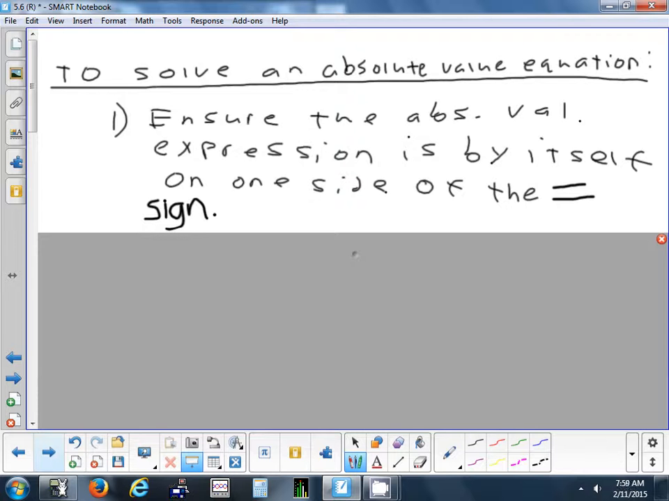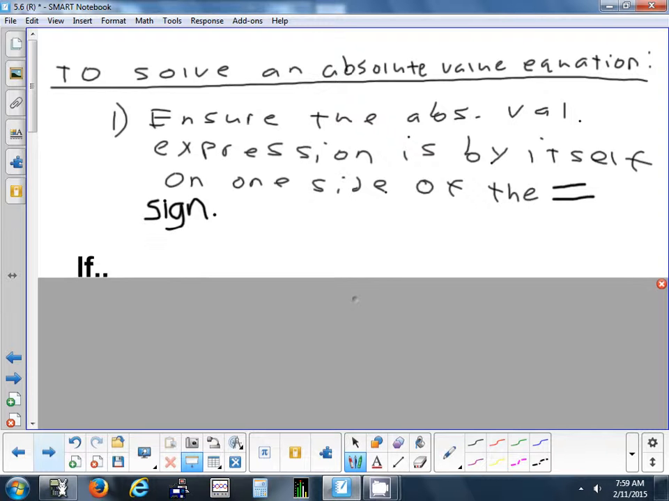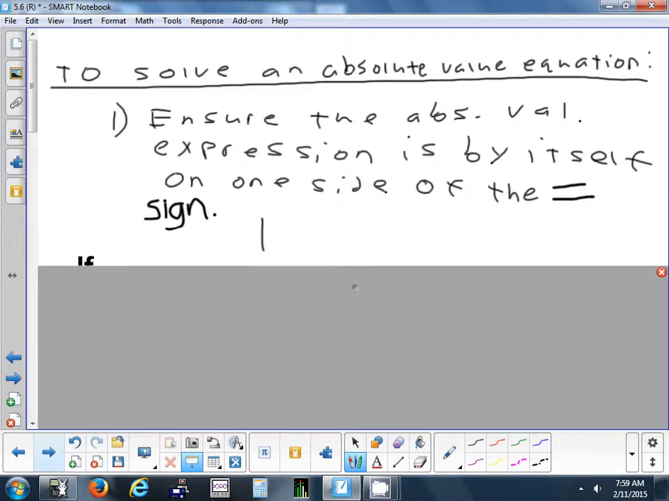First thing you have to do is ensure when you're solving an absolute value equation that the absolute value expression is by itself on one side of the equal sign. What do I mean by that? Well, let's say you had something like this. There's a problem where the absolute value expression is by itself on one side of the equal sign. You have an expression with two vertical bars, and you have nothing else outside those bars on the left-hand side. Everything is contained inside the bars.